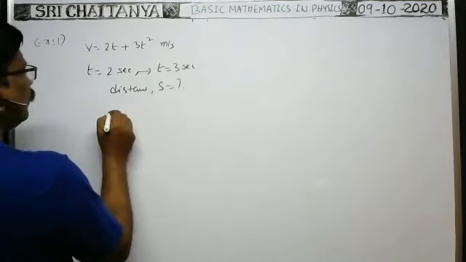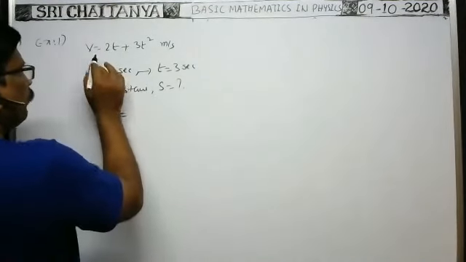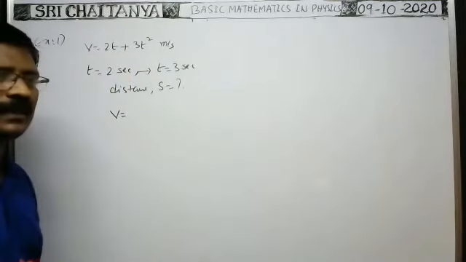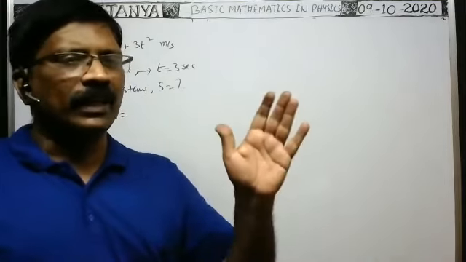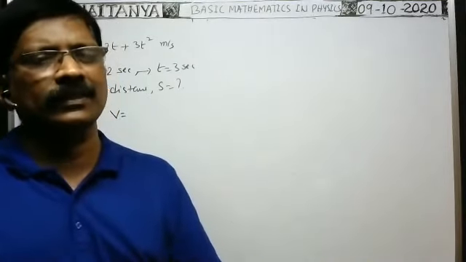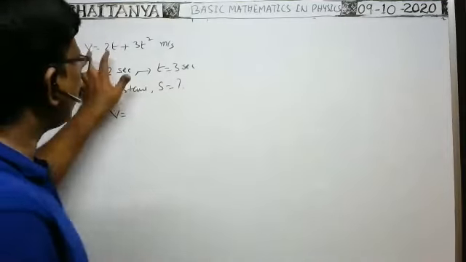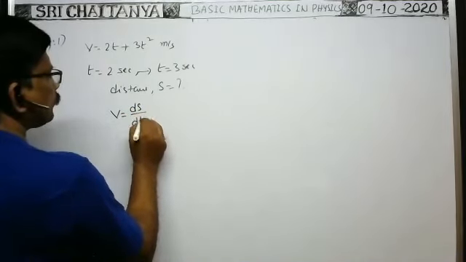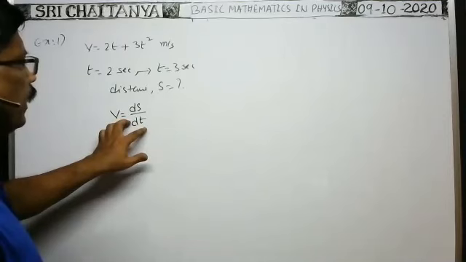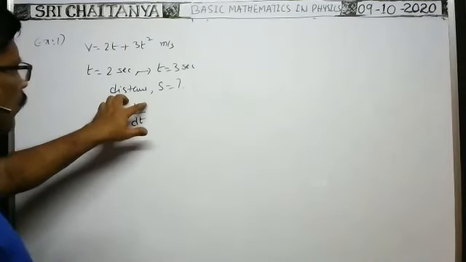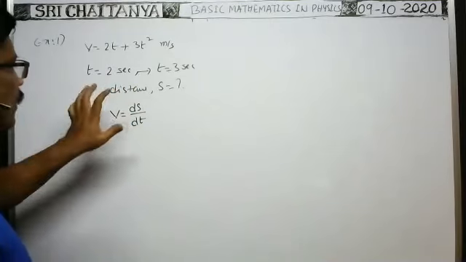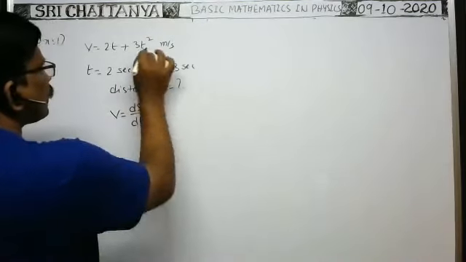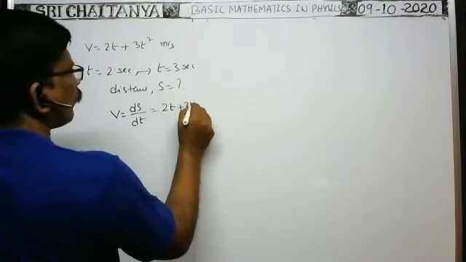To find the distance traveled, you see, v is the velocity of a body at any instant of time t. That's why it is called instantaneous velocity. Instantaneous velocity can be represented as ds by dt. In a small interval of time dt, if the distance traveled by the body is ds, then ds by dt is the instantaneous velocity of a body. This is equal to v, given as 2t plus 3t square.